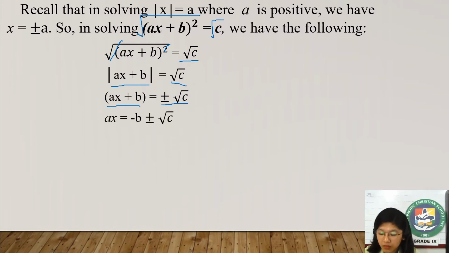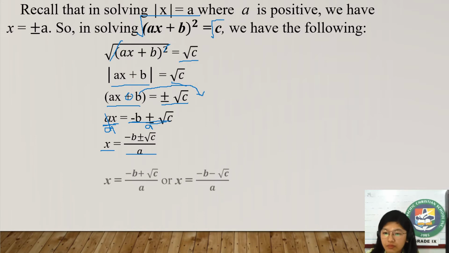And then transpose positive b to get the value of ax, or the value of x. First is to transpose b, so when positive, it becomes negative b. Then copy positive and negative square root of c. Then to get the value of x, divide both sides by a, whatever is with x. So we have a, then a will cancel. What remains is x equals negative b plus or minus square root of c over a.